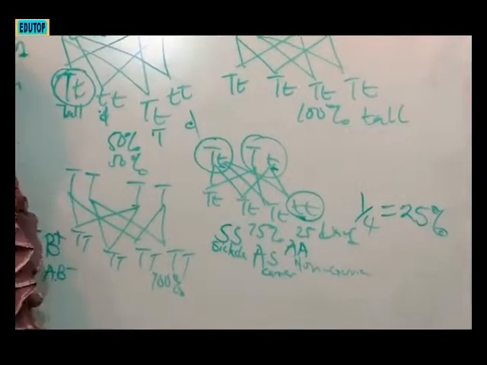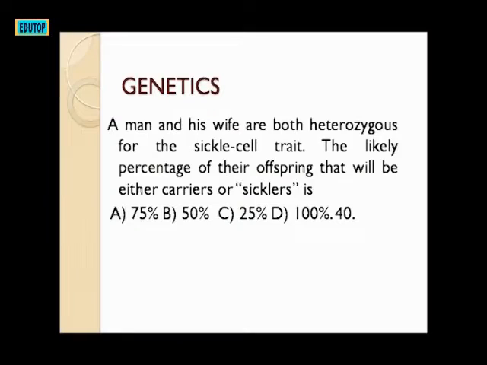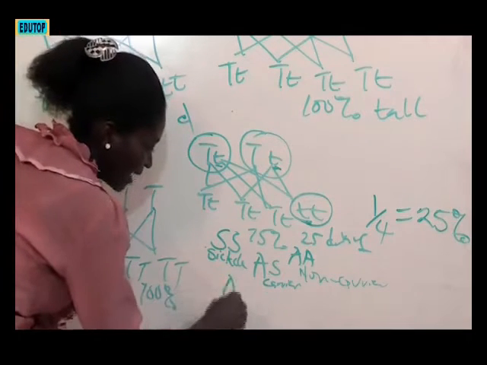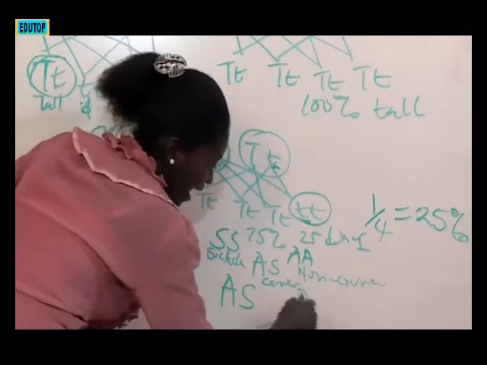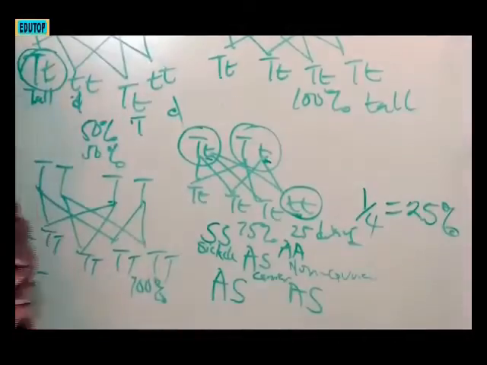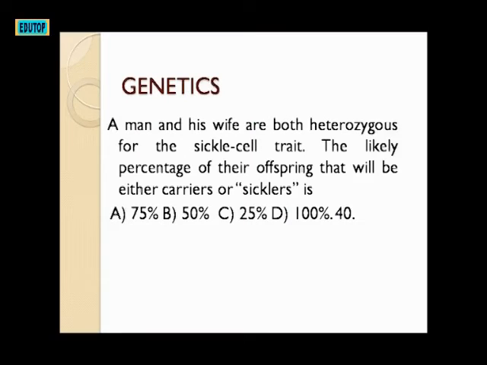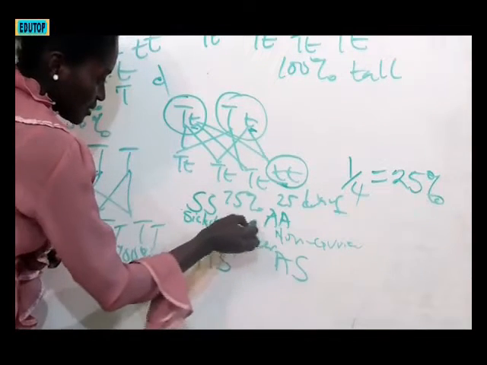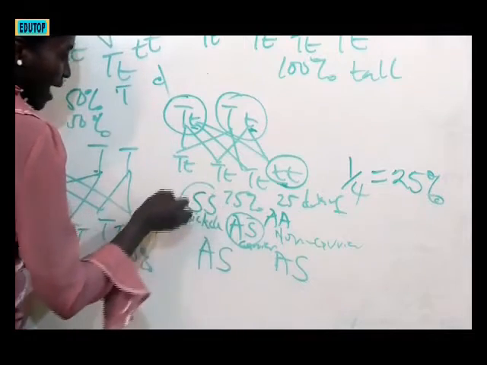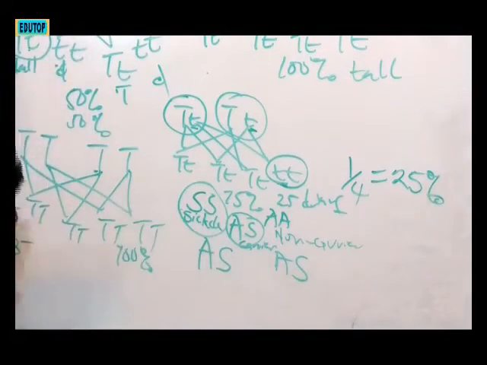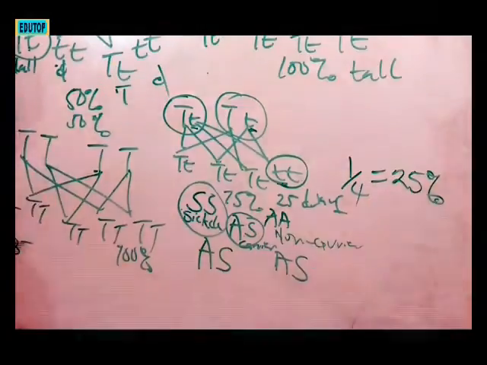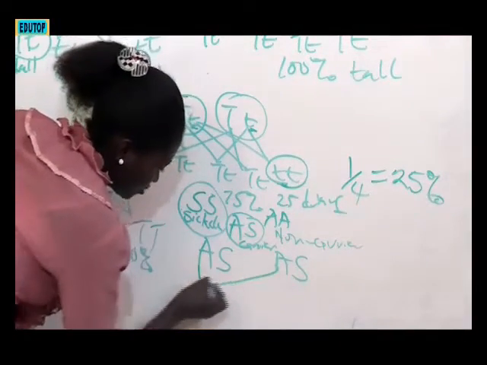Now the question is saying that a man and his wife are both heterozygous for the sickle cell trait. So it means that the man and his wife have AS genotype. Now they ask us the likely percentage of their offspring that will be either carriers, that is, will have either AS or SS. That is bringing our mathematics idea of probability in here. So let's do a cross between them.